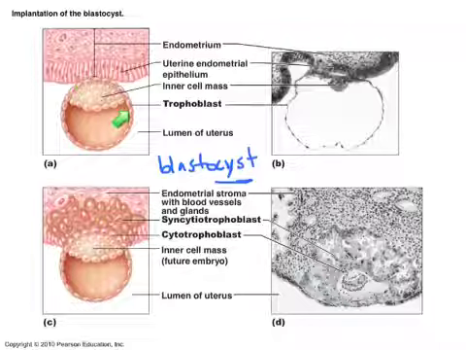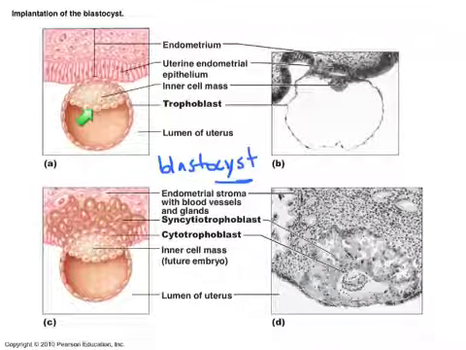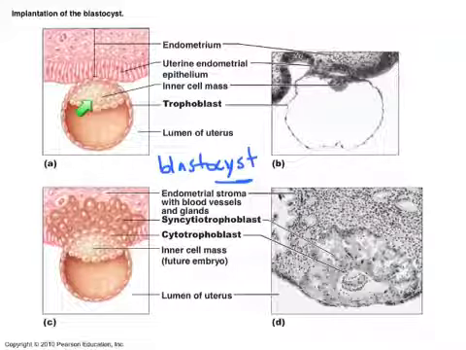This trophoblast is what secretes human chorionic gonadotropin that can be detected early on in pregnancy in the blood and urine of a pregnant woman. You also have, to one side of this fluid-filled cavity, the inner cell mass, and it's this mass of cells that develop into the fetus and eventually become the baby.